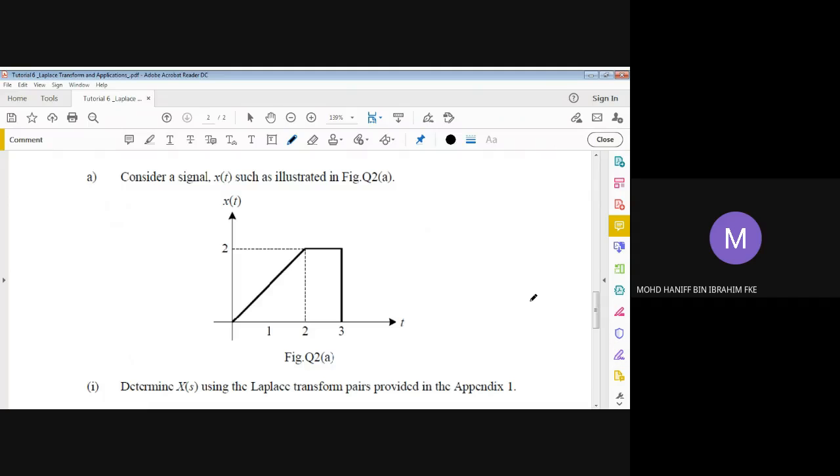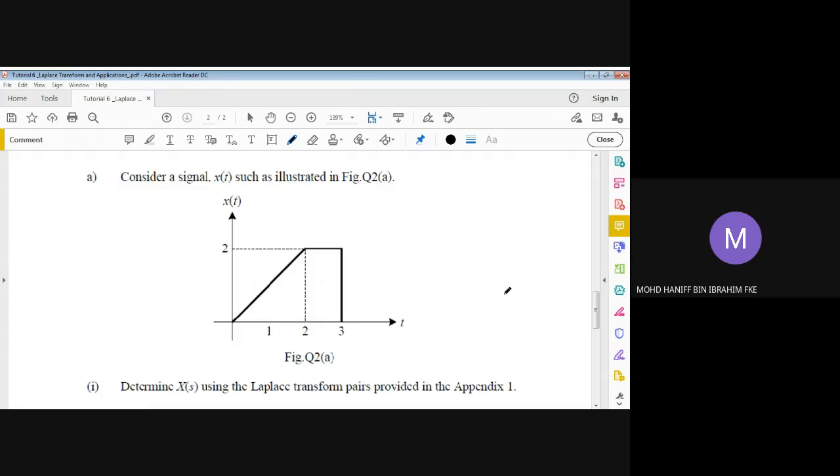Okay, in this question we are given the xt, which is illustrated in figure question 2a as stated in this diagram. You need to determine the Xs using the Laplace transform table provided in the appendix 1. Okay, so we are given the signal of xt. So from this xt, you need to find the Xs, yeah? Okay, so how to solve this?